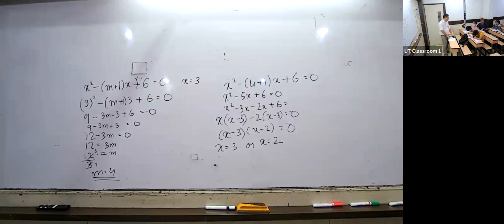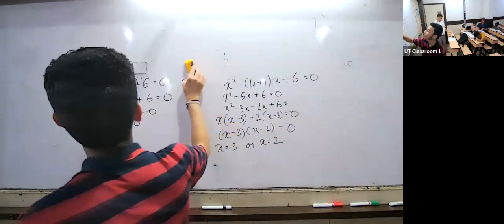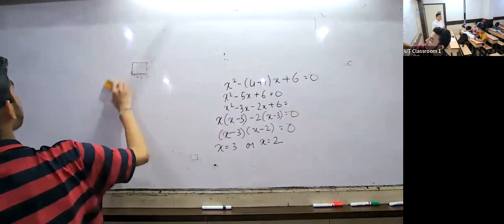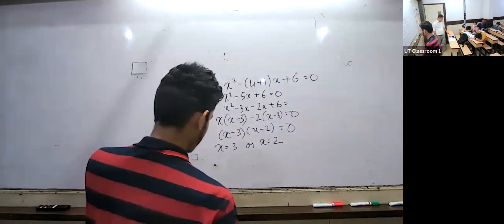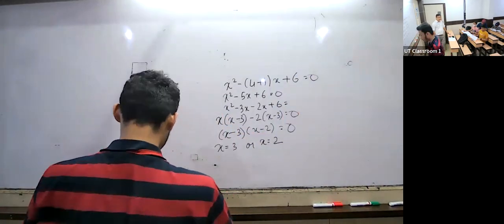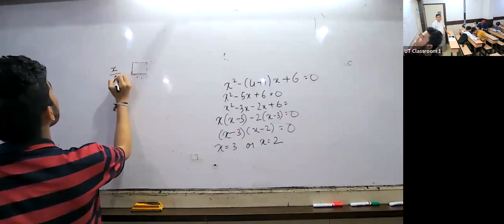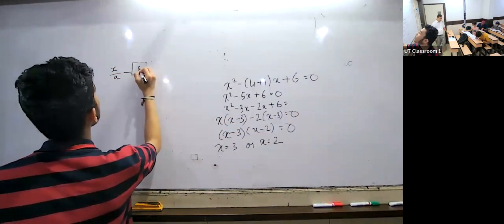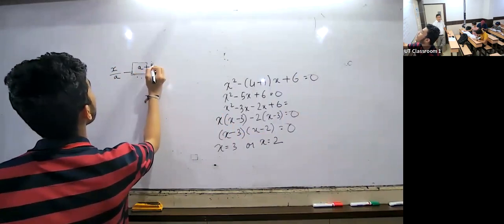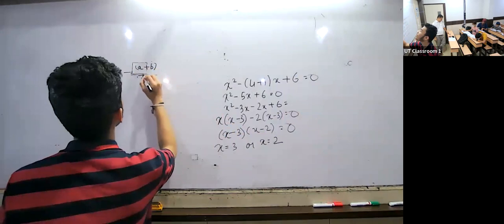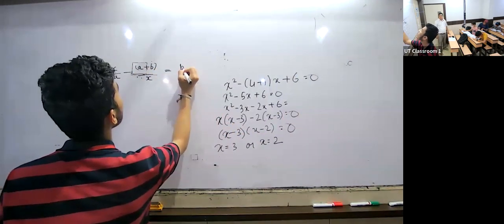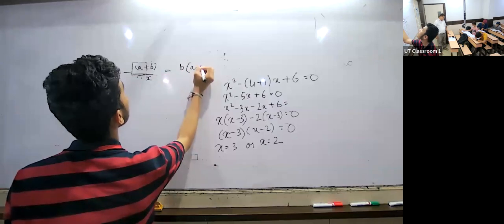Come, next question. What is the next question? I will explain it to you now. Don't worry. Okay. X upon A now. First is X upon A minus A plus B upon X plus B upon X is equal to B times A plus B in bracket A plus B upon AX.